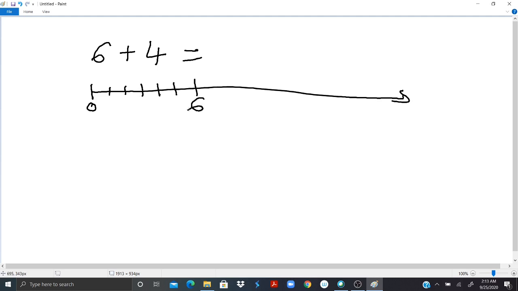And I will be adding 4 from here. 1, 2, 3, 4. So what is this number right there? So let's restart counting from the beginning. 0, 1, 2, 3, 4, 5, 6, 7, 8, 9, 10. So my answer is 10.